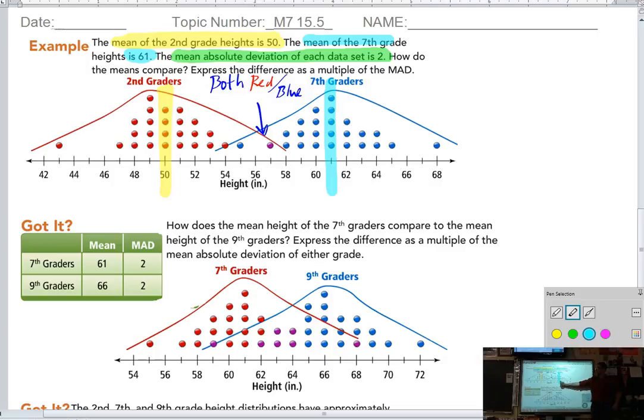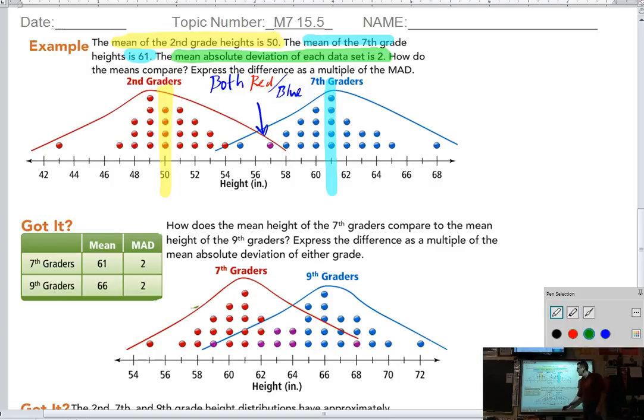So here in my seventh graders, the mean and the mode are the same. Did that happen to my second graders? What's the mode? 49. 49. And the mean is 50. So still the data's really close. When the mean and the mode are the exact same thing, that tells you your data's pretty well centered, because there's some above, some below, but they average out to the same value.